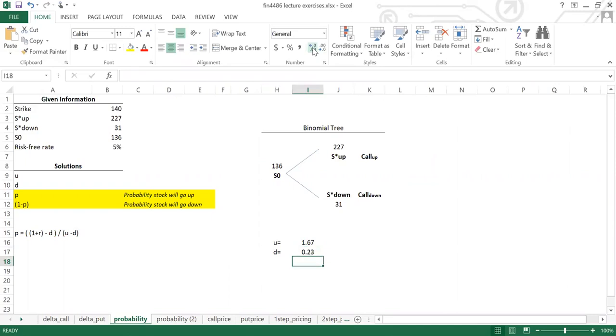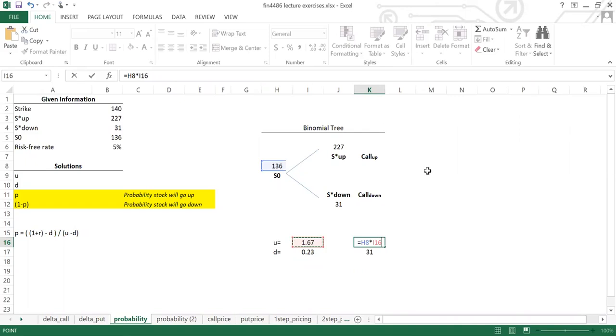Basically, in other words, let's just summarize this. In the bad state of the world, if you multiply the stock price today times D, or times down, you end up with the stock price in the bad state of the world. If you multiply the stock price today by up, or U, you end up with the stock price in the good state of the world. So now you have U and D.